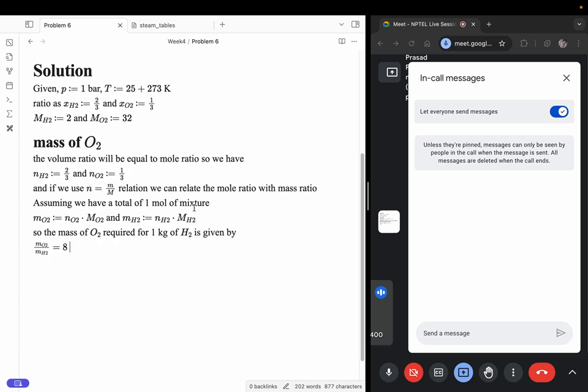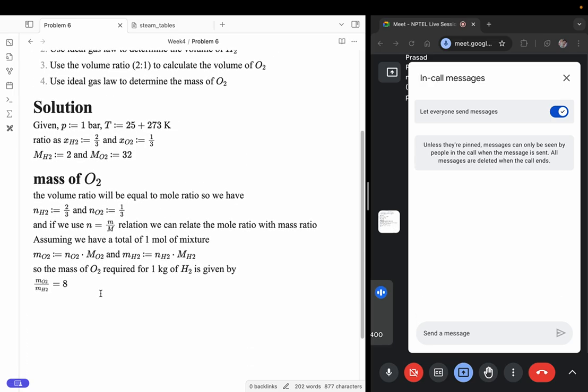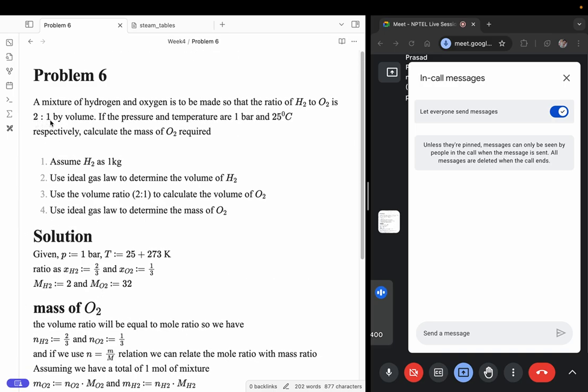So assuming we have a total of 1 mole of mixture, all you need to calculate is this particular ratio. If you just do the math, it turns out to be around 8. So for every 1 kilogram of hydrogen, you require around 8 kilograms of oxygen, so that you would have a volume ratio of 2:1 at 1 bar pressure and 25 Celsius.